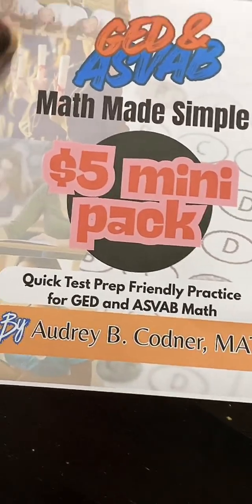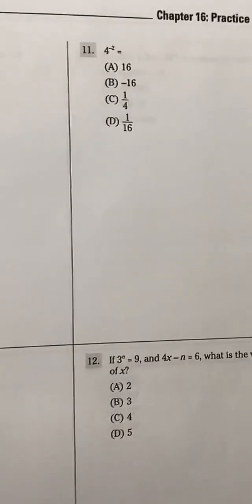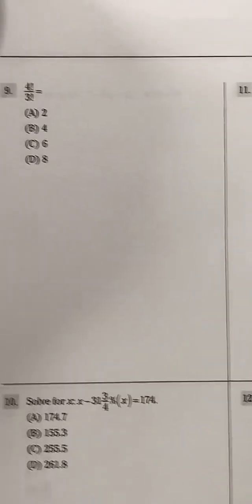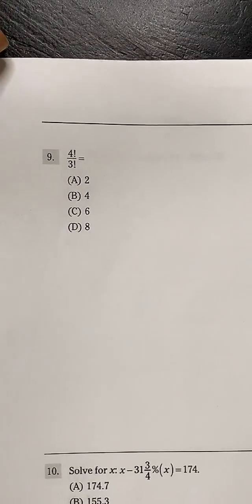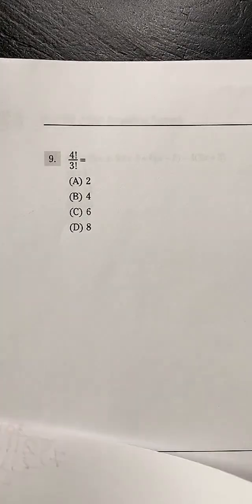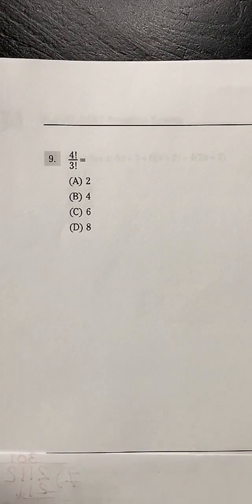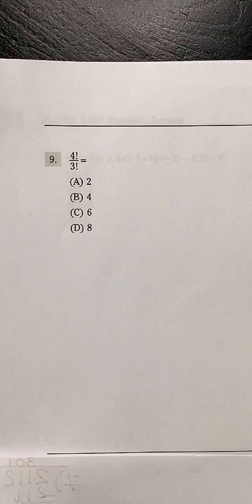All right, back to our little sidetrack with notes. I tried to make it smaller, but for some reason it wanted to make a nice large pop-up. So, number 9, if you were here earlier, you should be able to solve this. Let's take a look. We have 4 factorial divided by 3 factorial. Is your answer A, B, C, or D?